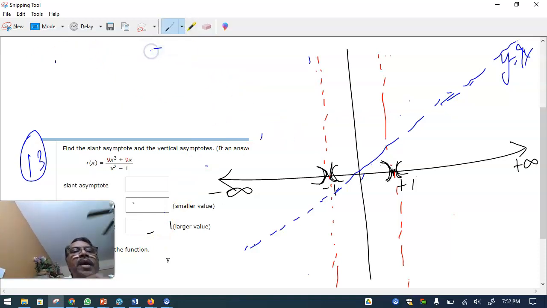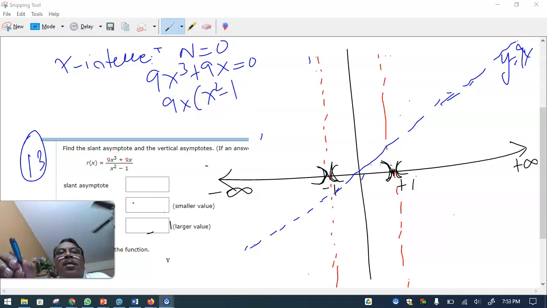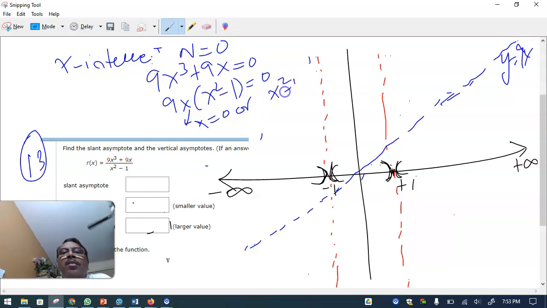So we want to know what the x-intercept is. How do we find that? You put the numerator equal to 0. It means you put 9x cubed plus 9x equal to 0, right? Which you can write as 9x times (x squared minus 1). If you make it equal to 0, you can see that either x is 0 or x squared minus 1 is 0, and when you work this out, you get plus and minus 1.